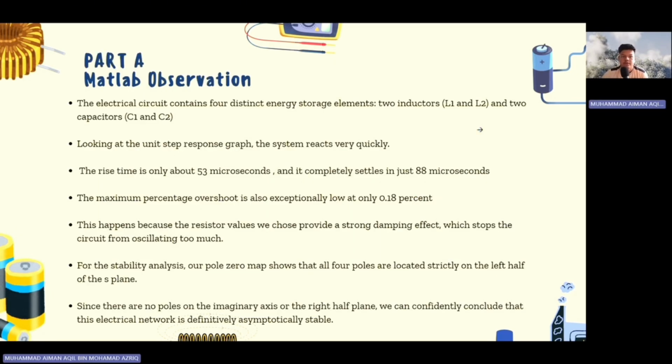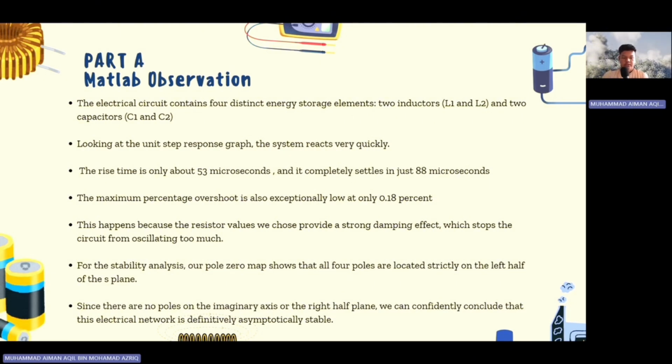So lastly, for part A, MATLAB observation. The electrical circuit contains 4 distinct energy storage elements, which are 2 inductors, L1 and L2, and 2 capacitors, C1 and C2. By looking at the unit step response graph just now, the system reacts very quickly. The rise time is only about 53 microseconds and it is completely settled in just 88 microseconds. The maximum percentage overshoot is also exceptionally low at only 0.18%. This happened because the resistor values we chose provide a strong damping effect which stops the circuit from oscillating too much.